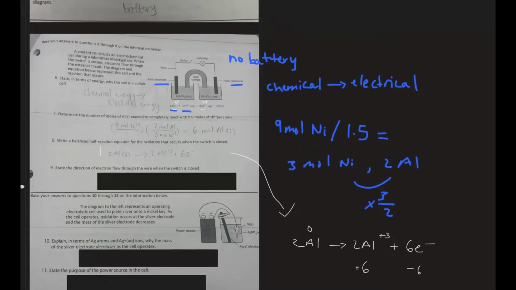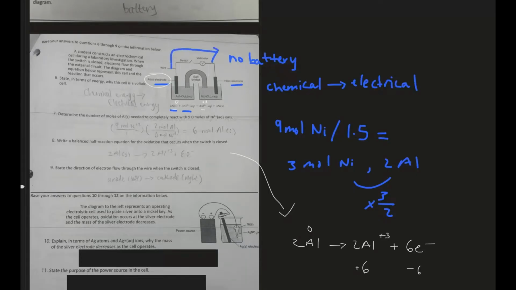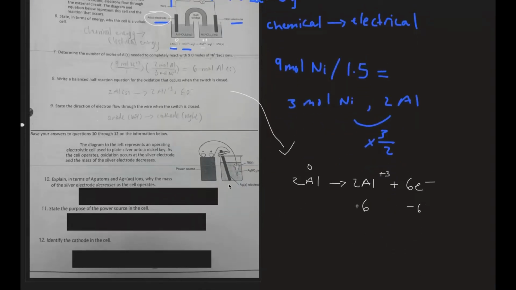Number 9, state the direction of electron flow through the wire when the switch is closed. So electrons flow from the anode to the cathode. So in our case, the anode is just the aluminum, and that's where electrons are lost. And so the electrons will just go like this, so left to right. So boom.